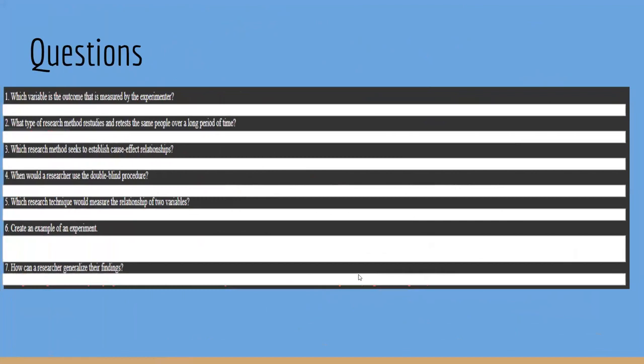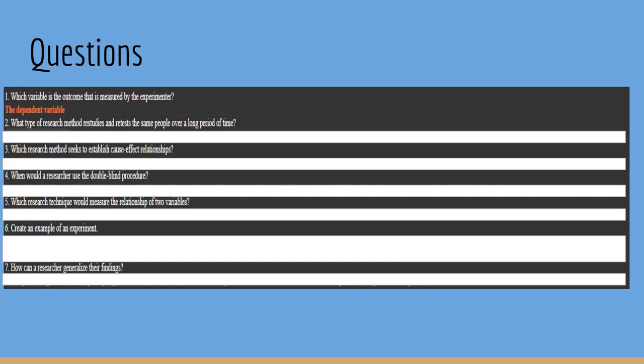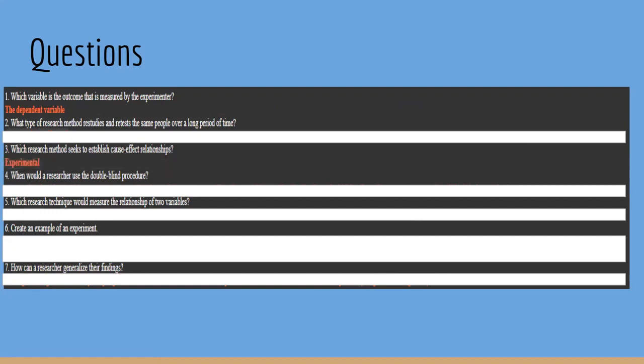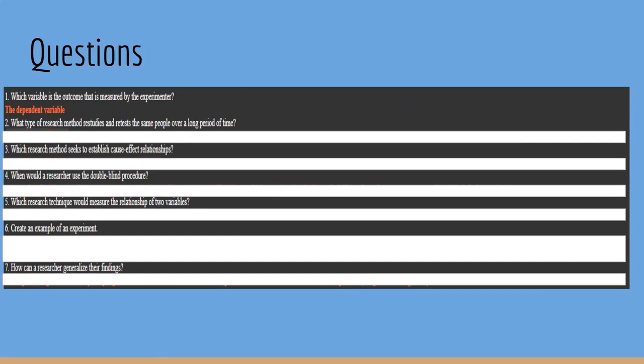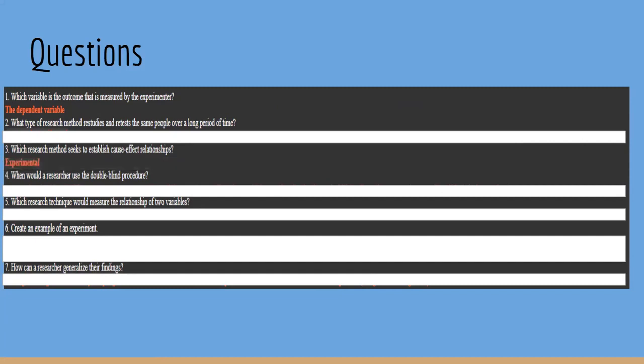All right, let's look at some questions here. As always, you can pause it or you can just watch. But which variable is the outcome that is measured by the experimenter? Once again, I didn't make these questions, so sorry if that's not correct. Well, the outcome is always a dependent variable. What type of research method restudies and retests the same people over a long period of time? Remember, that's longitudinal. Oh, wonderful. It didn't show up. Which research method seeks to establish cause and effect relationships? That is experimental, not correlational.